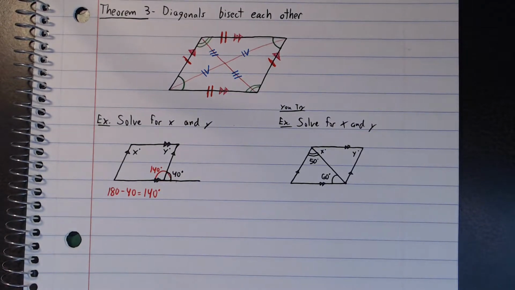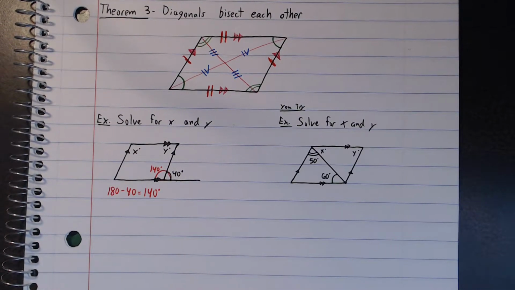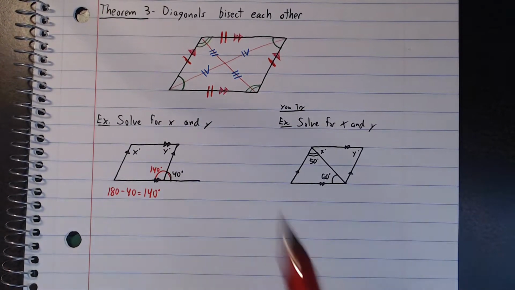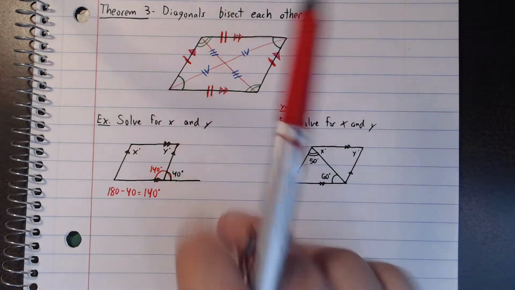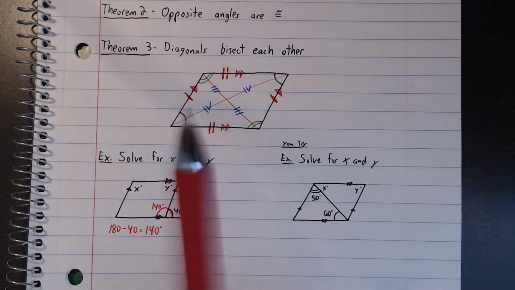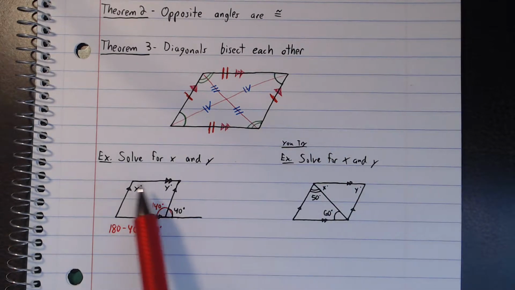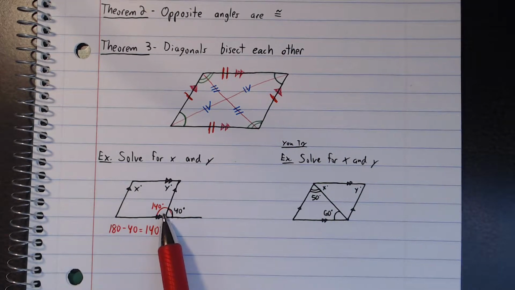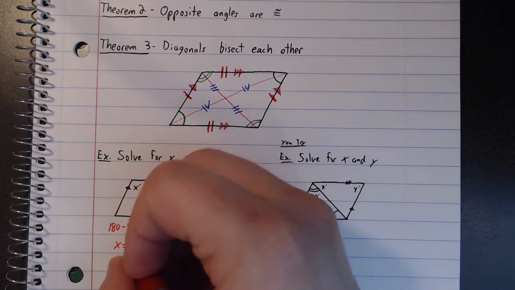Okay. At this point, I have enough to solve for one of my variables because we know opposite angles are congruent. So I can see x and this 140 that I just found are opposites. That means x equals 140 degrees.